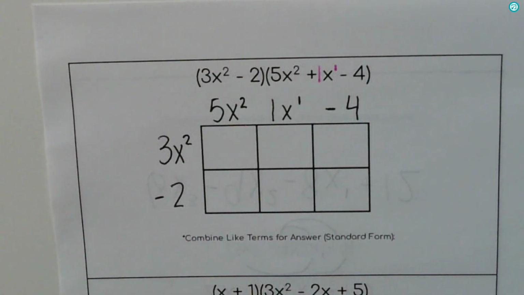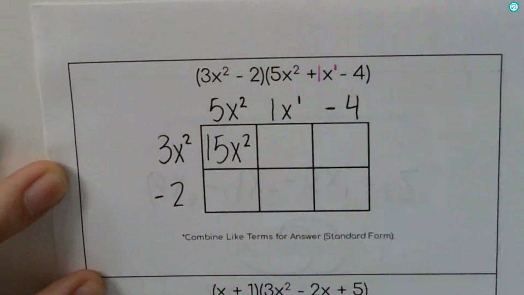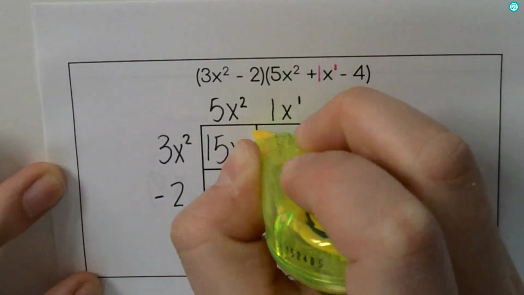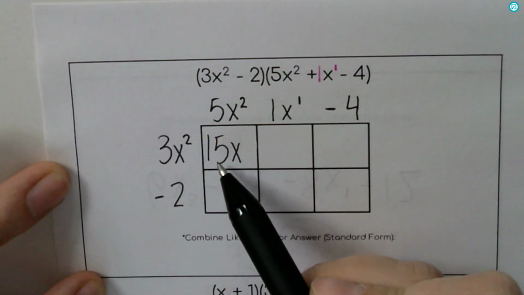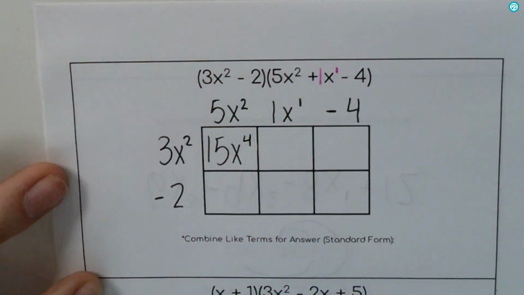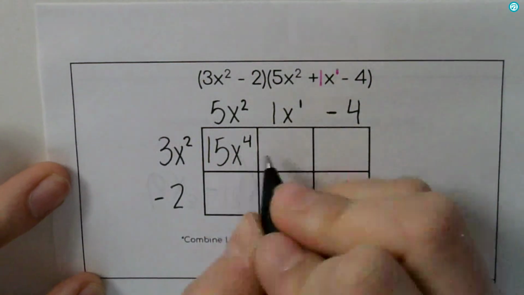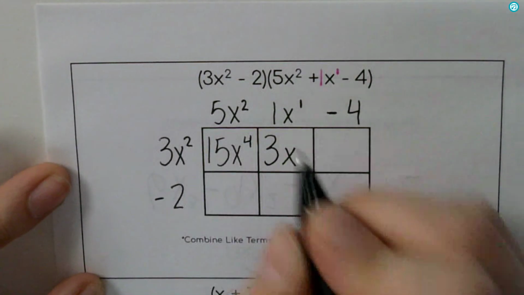So 3x squared times 5x squared is 15x squared, because 3 times 5 is 15. Oop, I made a mistake. What's my mistake? I forgot to add my exponents. Got a little too confident there. 3 times 5 is 15. 2 plus 2 is 4. Okay, then moving on. 3x squared times 1x to the first, so this is top middle. 3 times 1 is 3. Let's remember to add our exponents, Ms. Ho. 2 plus 1 is 3.